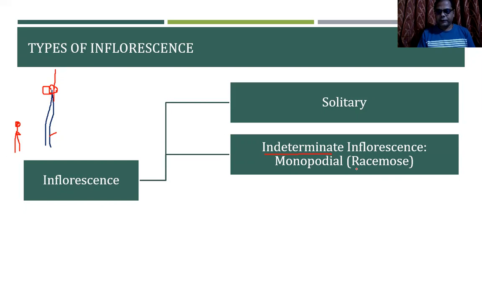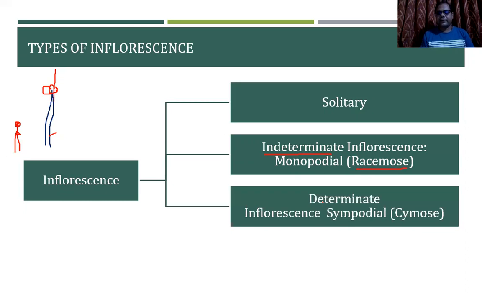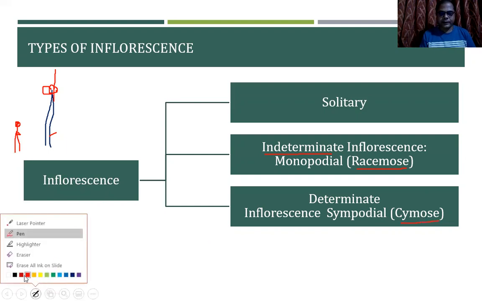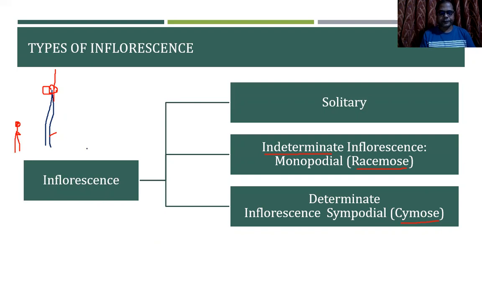The word used for the indeterminate kind of inflorescence is the racemose inflorescence. Now, the other type of inflorescence is the determinate inflorescence, also known as the sympodial inflorescence, and the word used to define it is the cymose kind of inflorescence. Now let's understand why it is a determinate kind of inflorescence.